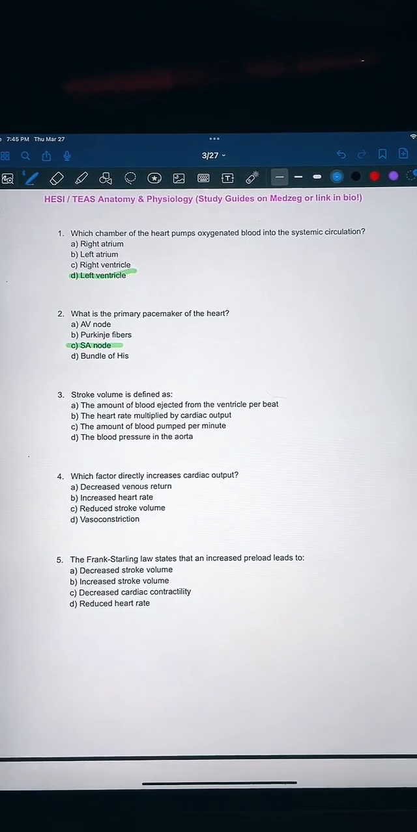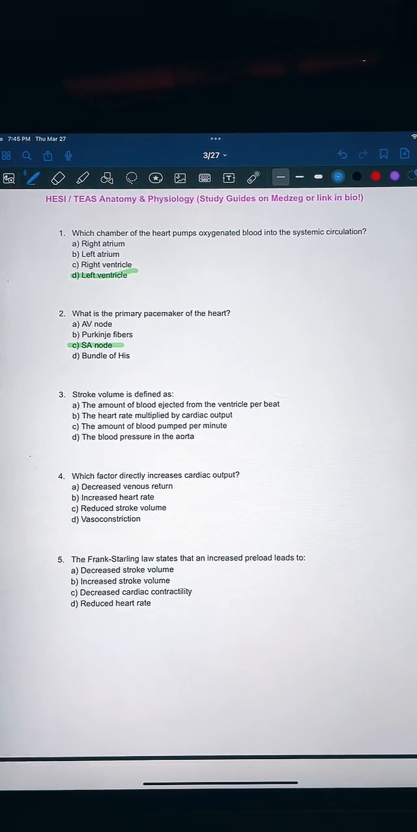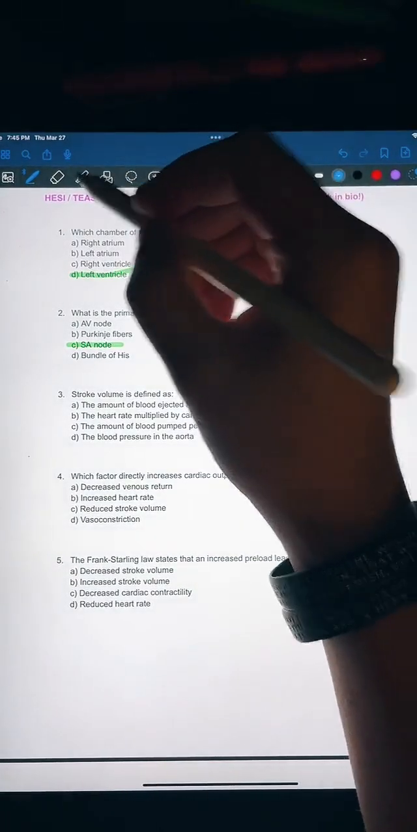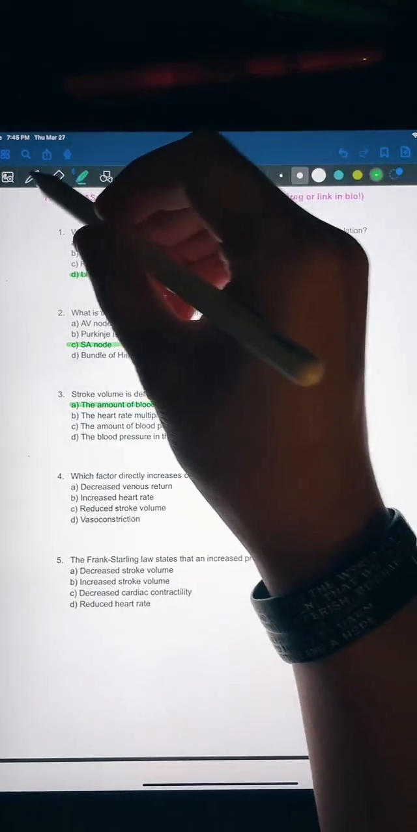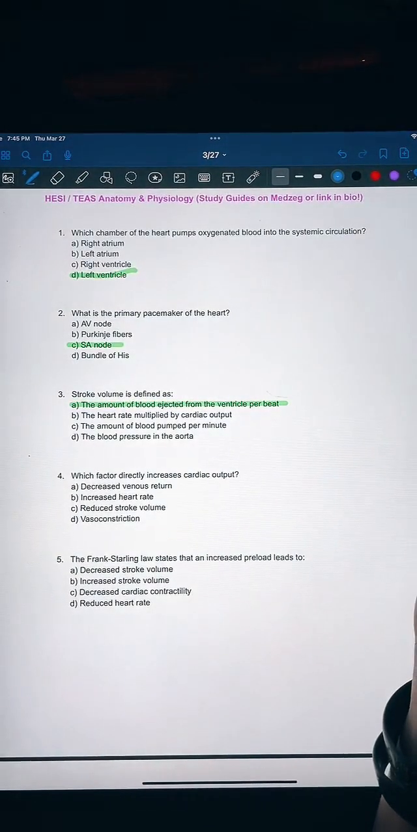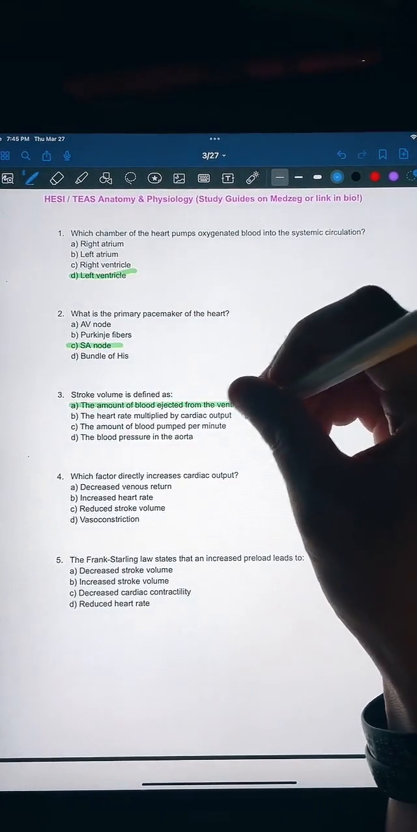We are on number 3. Stroke volume is defined as. Alright, so we'll explain this one here. The correct answer: stroke volume is the amount of blood that is ejected from the ventricle per beat. Some people put B. So B would actually be cardiac output.